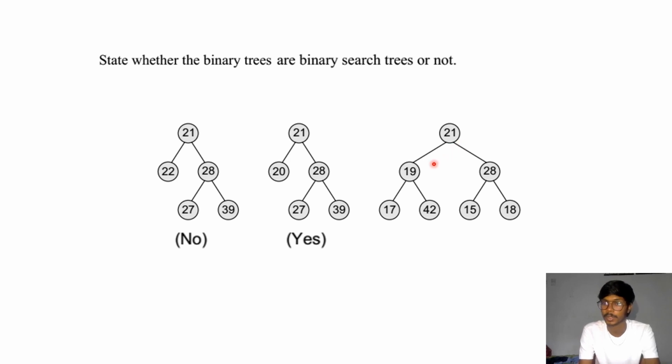Next, here 21 is the root node. The left one should be the smaller value and the right one the larger value, it is satisfying the condition. And it is also satisfying at the next level. But here the left one is smaller, and the right one is also smaller. So it is not satisfying the condition. It is not a binary search tree, it is just a binary tree. Perfect.